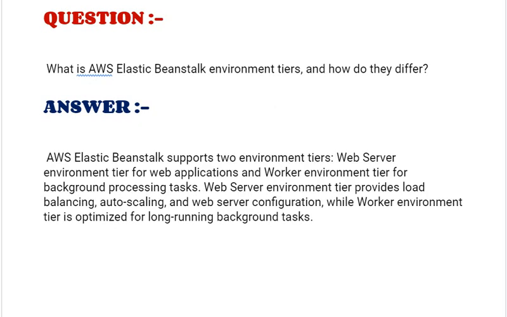Our next interview question is: what are AWS Elastic Beanstalk environment tiers and how do they differ? Your answer should be: AWS Elastic Beanstalk supports two environment tiers: Web Server Environment Tier for web applications and Worker Environment Tier for background processing tasks. Web Server Environment Tier provides load balancing, auto-scaling, and web server configuration, while Worker Environment Tier is optimized for long-running background tasks.